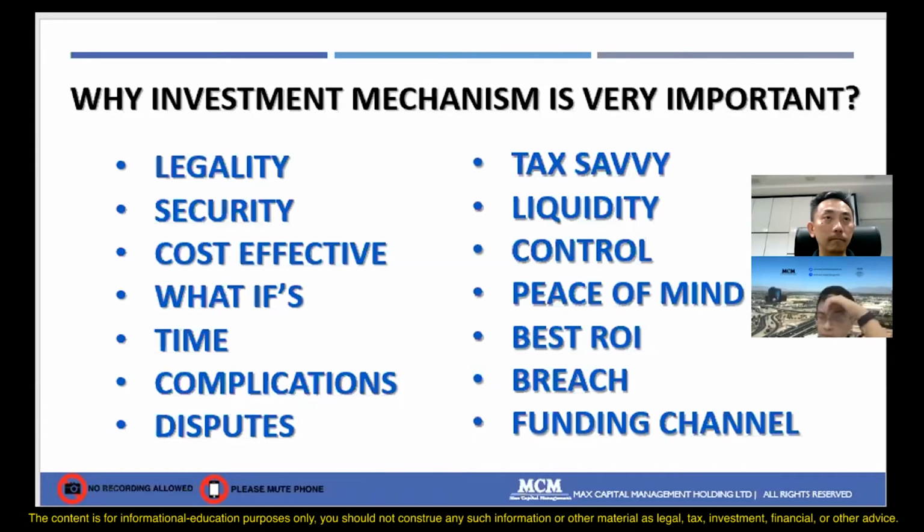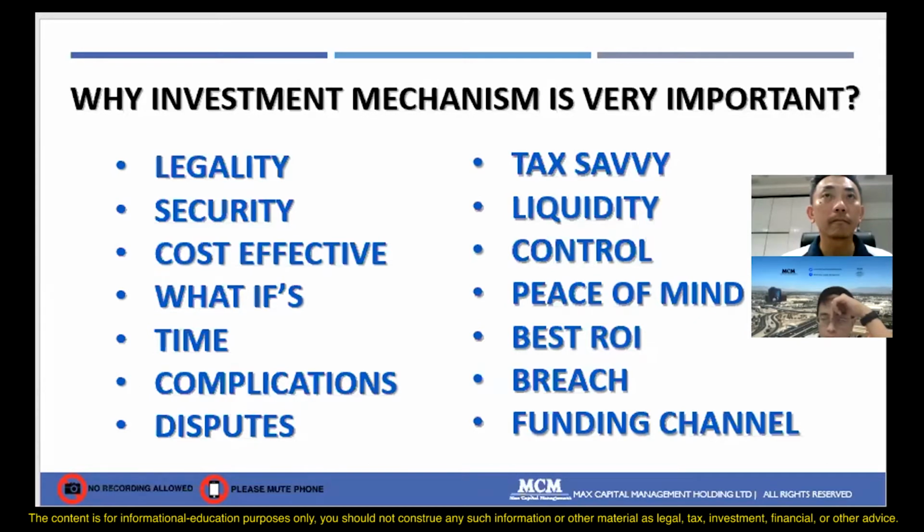And tax savvy. Okay, this is another factor. We cannot talk so much today. Tax savvy: I want to make sure the structure is really protecting and also gives the best return, even to the point that we can save on tax and everything. And then the liquidity. If we use a certain structure, we can easily transfer the shares and whatnot.